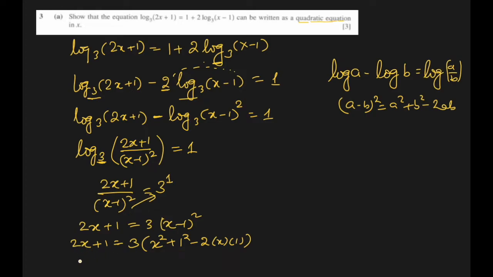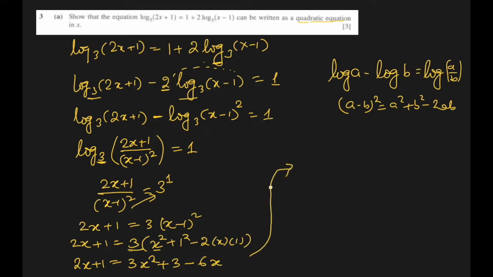So 2x plus 1 is 2x plus 1, no change. 3 will multiply with x squared, becomes 3x squared, plus 1 squared is 1. So 3 multiplied by 1 is just 3. 3 multiplied by 2 is 6, minus 6x.